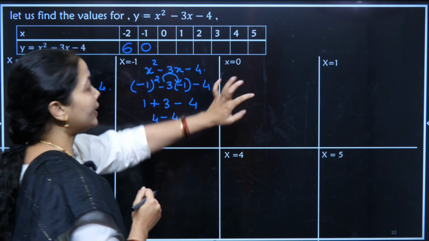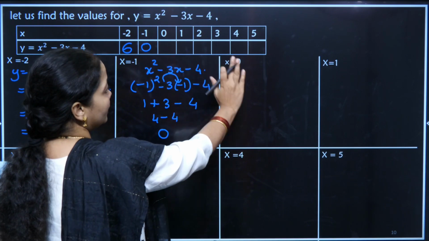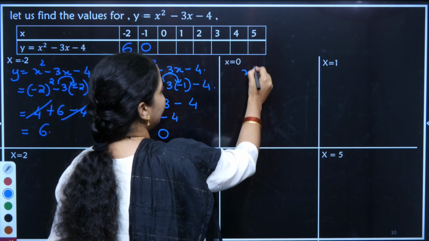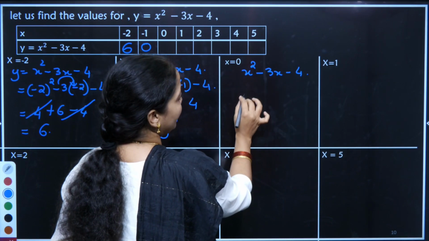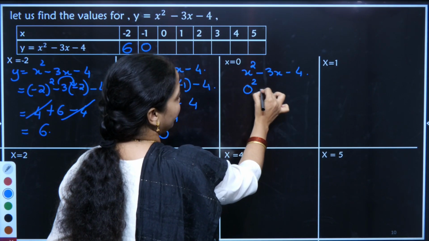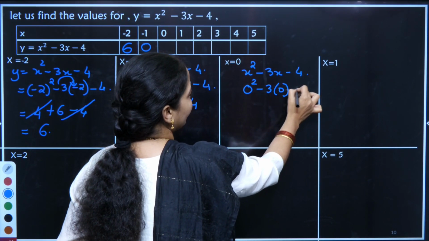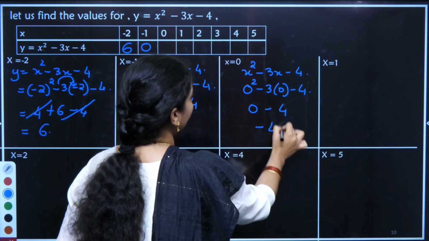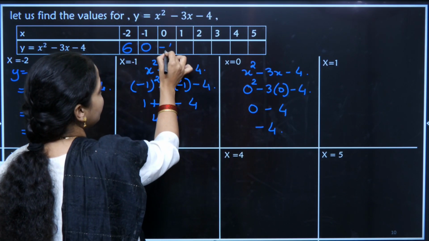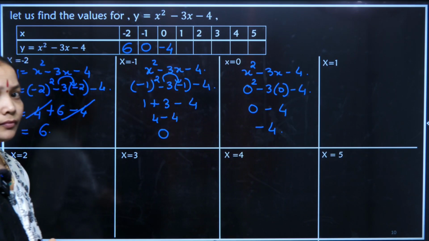Just after finding the value, substitute it in the table so that you are not going wrong anywhere in any part of the working. When x is 0, the third part, again writing the equation x square minus 3x minus 4, substitute the value of x as 0. 0 square, 3 into 0, minus 4. 0 minus 4 is negative 4. So when x is 0, y is turning negative 4.